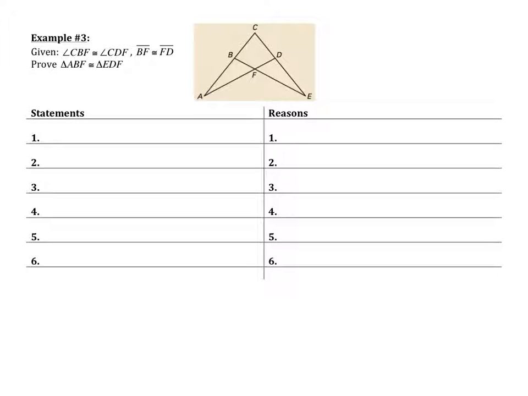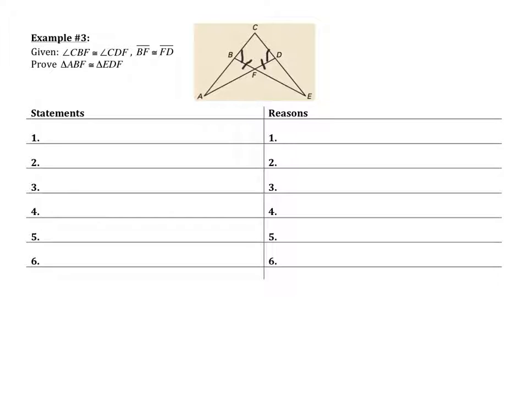Example number 3, we see a proof, and this proof is probably one of the toughest ones we're going to see so far out of the whole year. So the first thing that we're given is angle CBF is congruent to angle CDF, and segment BF is congruent to FD. I find it extremely helpful to mark these things in the diagram as we go. And I think it would be especially helpful if you did the same through any proof that you are given. So let's mark it up on the diagram.